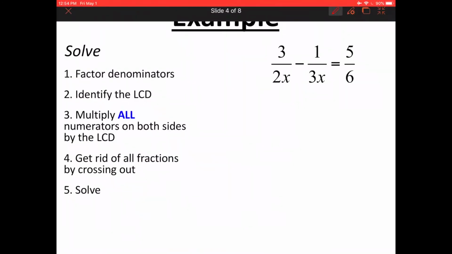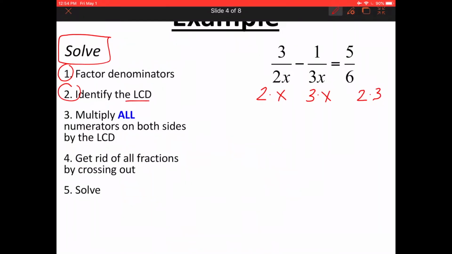So here's our first example. We have 3 over 2x minus 1 over 3x equals 5 over 6. And notice our directions tell us to solve. So step 1 is to factor the denominators. So I have 2 times x, 3 times x, and 2 times 3.